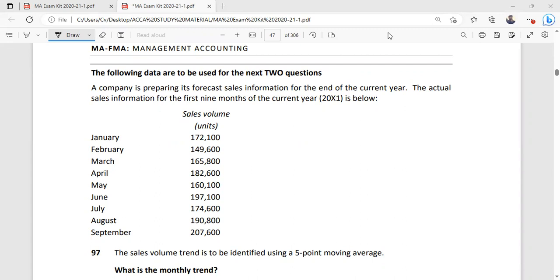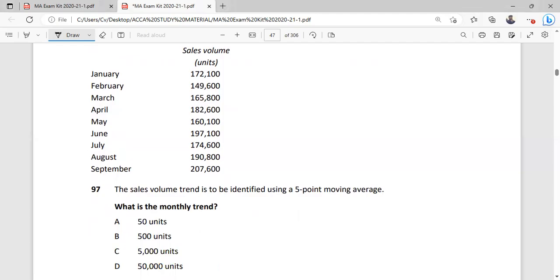Sales volume is given. The sales volume trend is to be identified using a 5-point moving average. So a 5-point moving average. What is the monthly trend? 5-point moving average means you will add up the data for the 5 months and then you will show it in the middle of this value. So this is called what? This is called 5-point moving average.